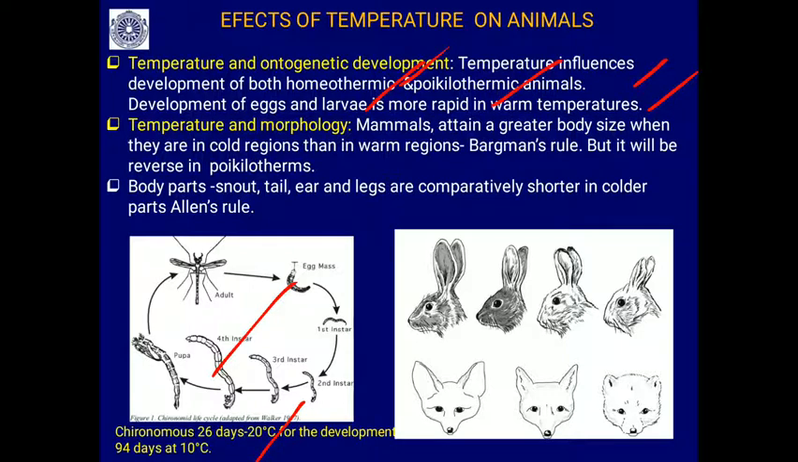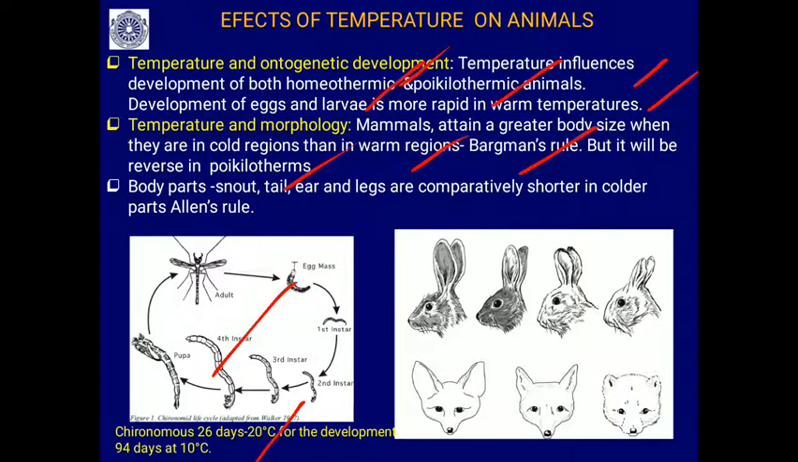And also you can see temperature and morphology. Mammals attain a greater body size when they are in colder regions than in warmer regions. That is called Bergmann's rule. But it will be reversed in the poikilotherms. They are smaller in a cooler temperature when compared to the warmer temperature.